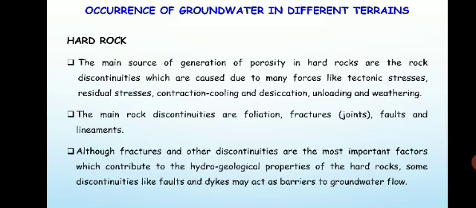That is why the dikes act as a barrier. Sometimes faults also act as a barrier because there is a displacement of the rocks, so there is a discontinuity in the rock strata. On one side of the fault the rock will have openings, but the other side will not. There is a gap, so it will not be a continuous flow, and that is why faults and dikes sometimes act as a barrier to groundwater flow.